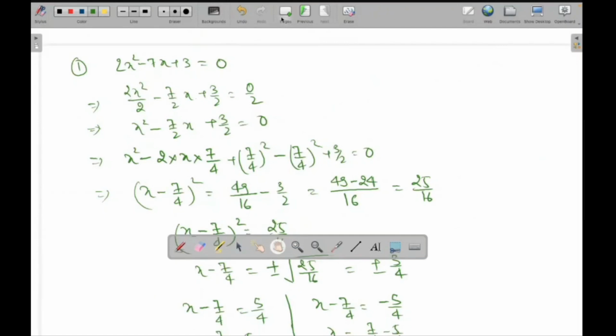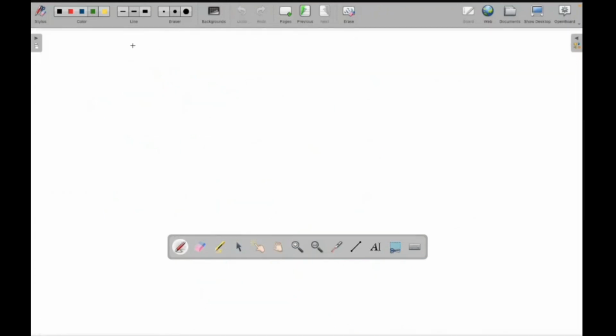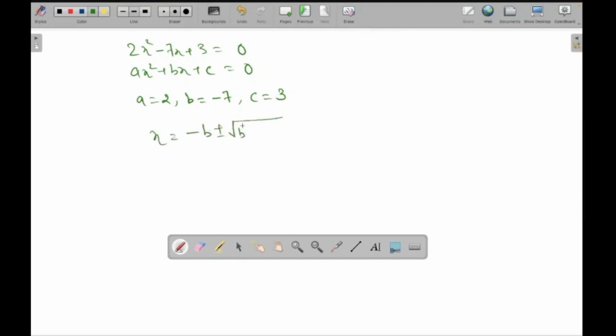Now the same thing I can do using the formula itself. I've got 2x square minus 7x plus 3 equals 0. In this one, I will have to compare it with ax square plus bx plus c equals 0. So a is 2, and make a note of it, b is going to be minus 7 and c is going to be 3. My formula says x is minus b plus minus the square root of b square minus 4ac divided by 2a.